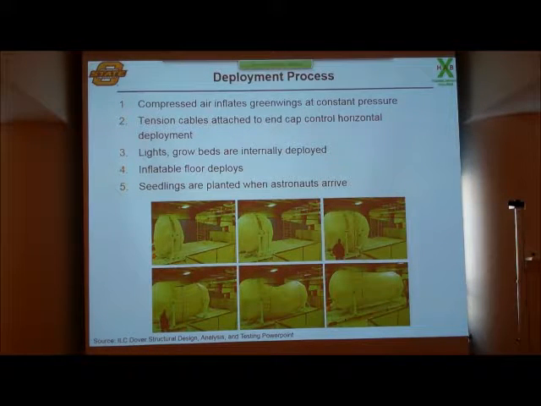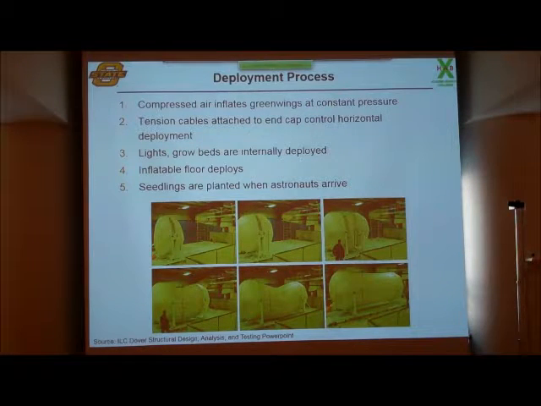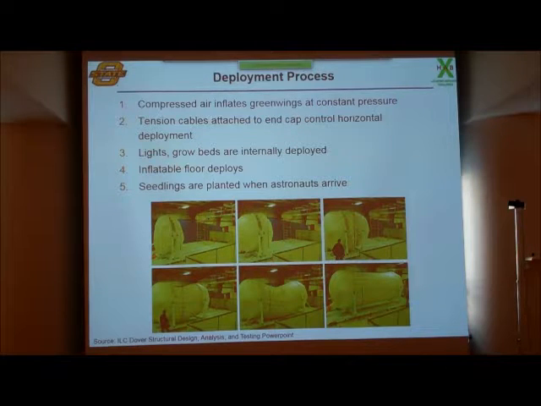Okay, so this is a brief outline of how our deployment process will work. We have a main compressed air tank in the main hub, and it has connections to the rest of the four green wings. At the beginning of deployment, that compressed air from the tank will inflate the green wings at constant pressure.